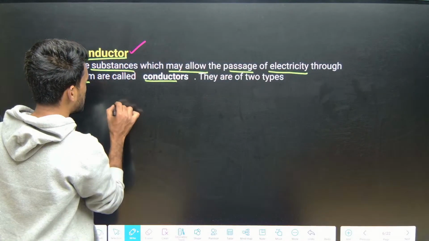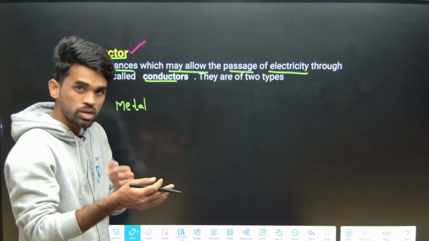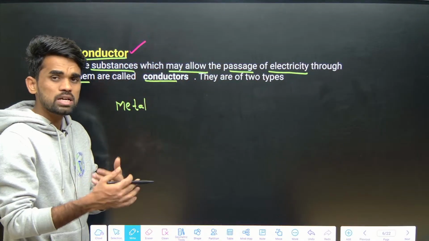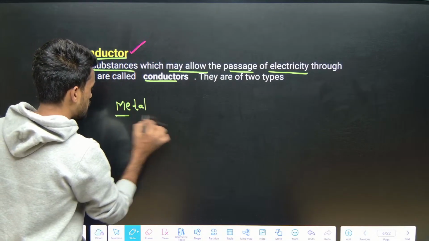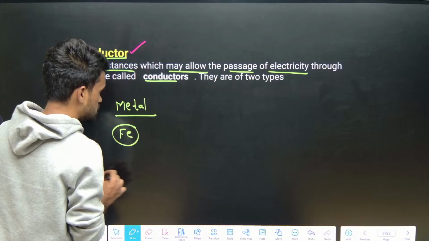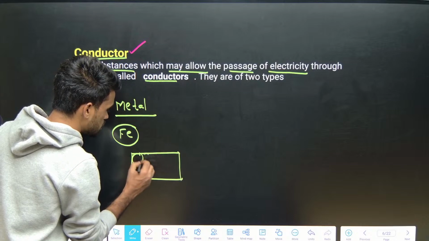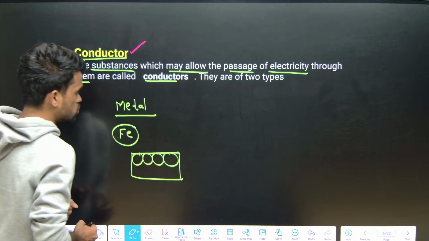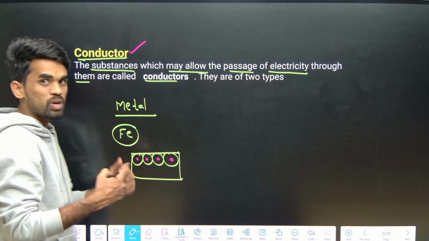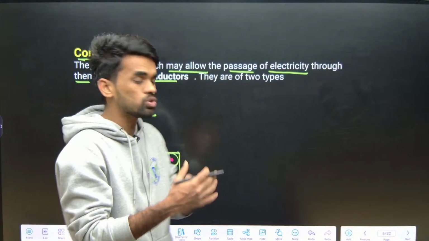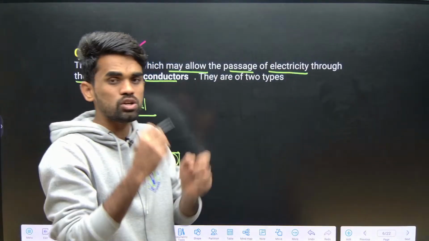What do we mean by metallic conductors? These are simple metals, like an iron rod, which allow the passage of electricity through them. Metals like iron, copper: in any metal, atoms are arranged in a lattice. In these atoms there is a nucleus, and around this nucleus mobile electrons are there. Those electrons are loosely held to the nucleus, that is why metals are electropositive. It means the valence electrons are very free to move here and there.